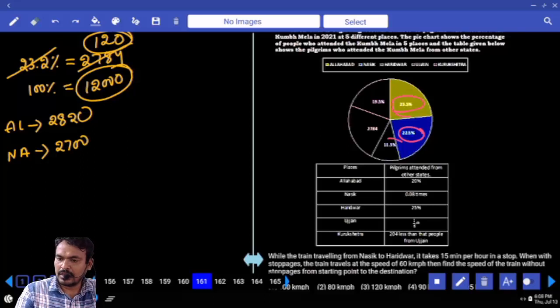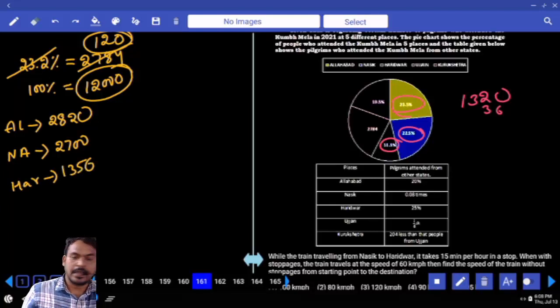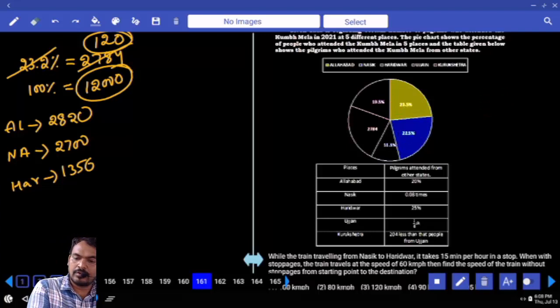Next step. What is the Haridwar value? 11.3%. Means 11% plus 0.3%. 11 into 12, 132. Means 11% is 1320. Again 0.3%. 1% is 120, means 0.1% is 12. 0.3%, 36. Total it is 1356. Haridwar is how much? 1356. Next one, and 2784 is already given. Ujjain already value 2784.